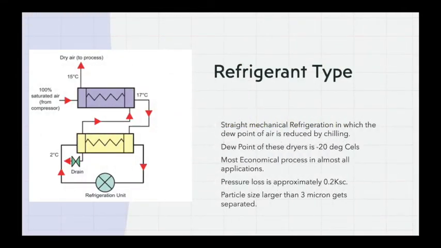In refrigerant type dryers, a simple mechanical separation is used. How do we go about it? The air is made to pass through a refrigerant or an evaporator, where the temperature of the air is reduced. The moisture present in the air gets condensed and separated out.